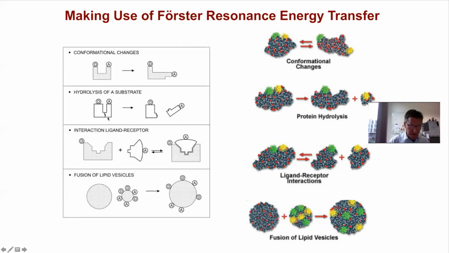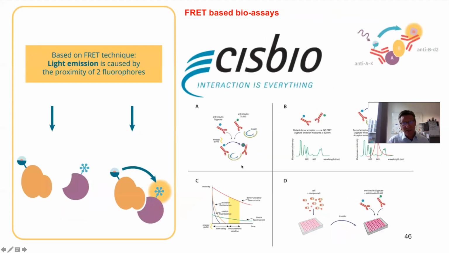Same for hydrolysis of a substrate, for interaction of ligands and receptors, and even for the fusion of vesicles. If you fuse bilipid membranes, vesicles, then the average distance of the chromophores will also change substantially, and you can measure that. You can not only measure that, you can actually sell assays that do that. And you can sell them to biology people. One of our former PhD students is actually working at CISBIO. It is a company that sells assays that work with Förster's theory, with the FRET theory.